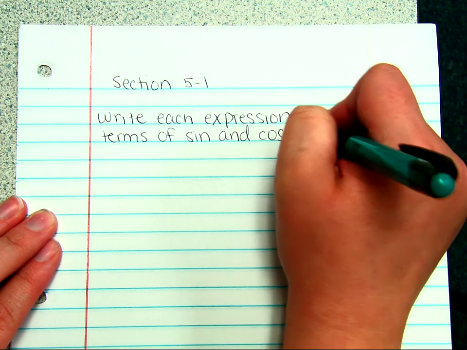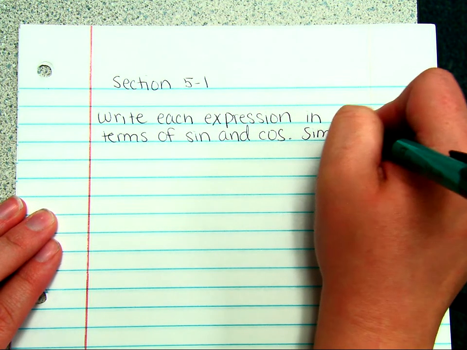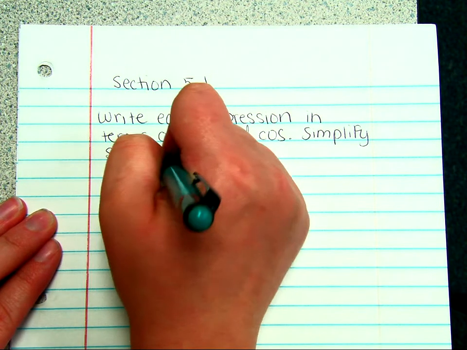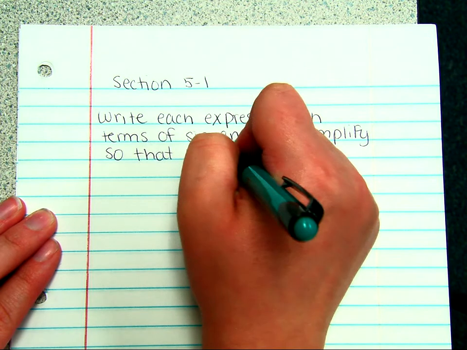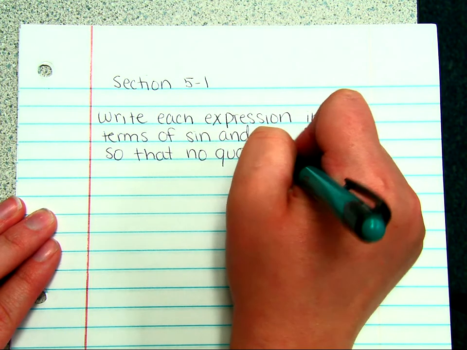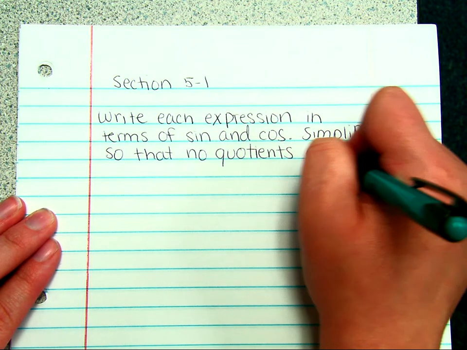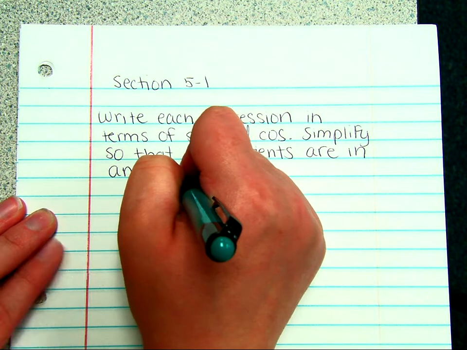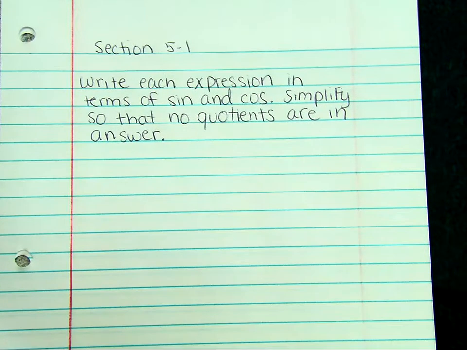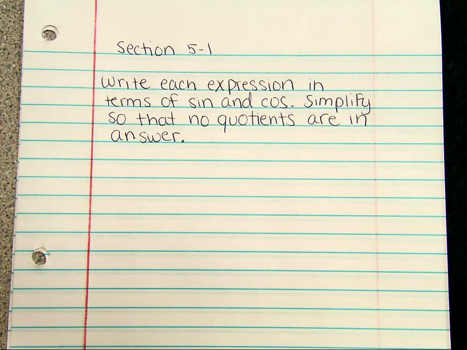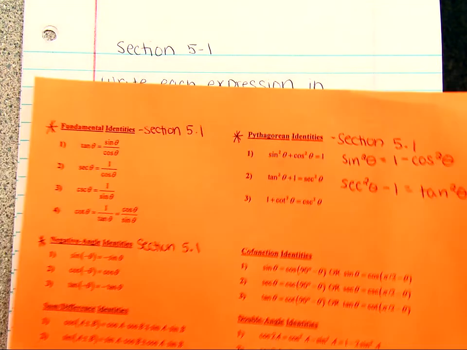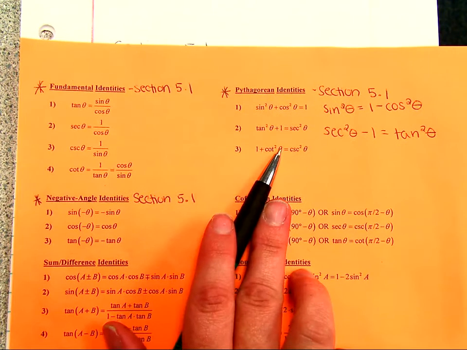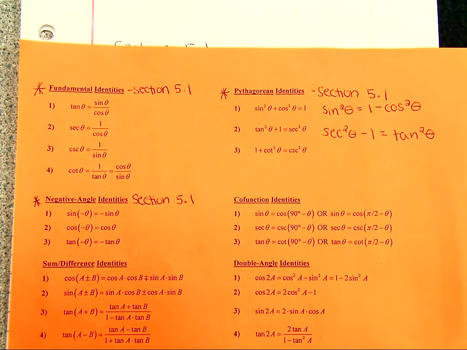We're going to simplify so that no quotients are in your answer. And just remember that this is a lot of puzzle, and just look and see. You want to try to figure out things that are either fundamental identities, Pythagorean identities, or negative angle identities.